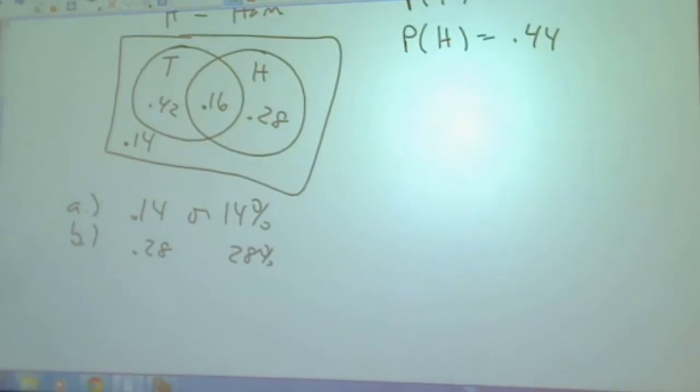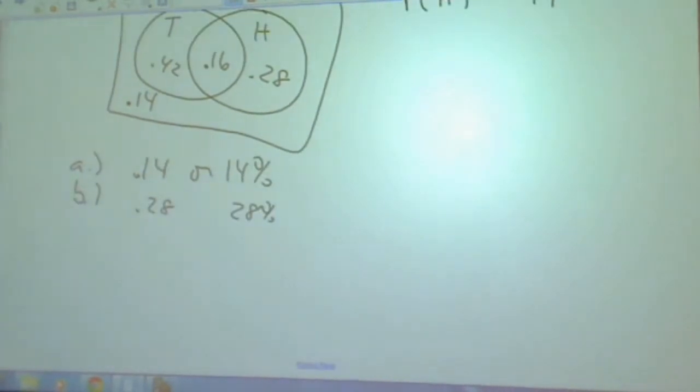What's the probability that a randomly selected family having turkey had ham? 0.6. 0.16. Well, it's not. Actually, 0.16 divided by. Thank you.